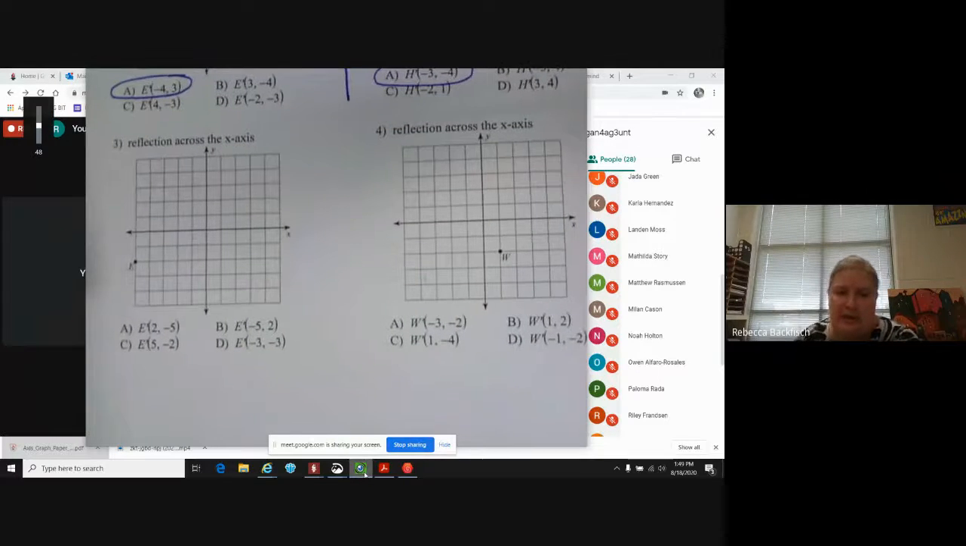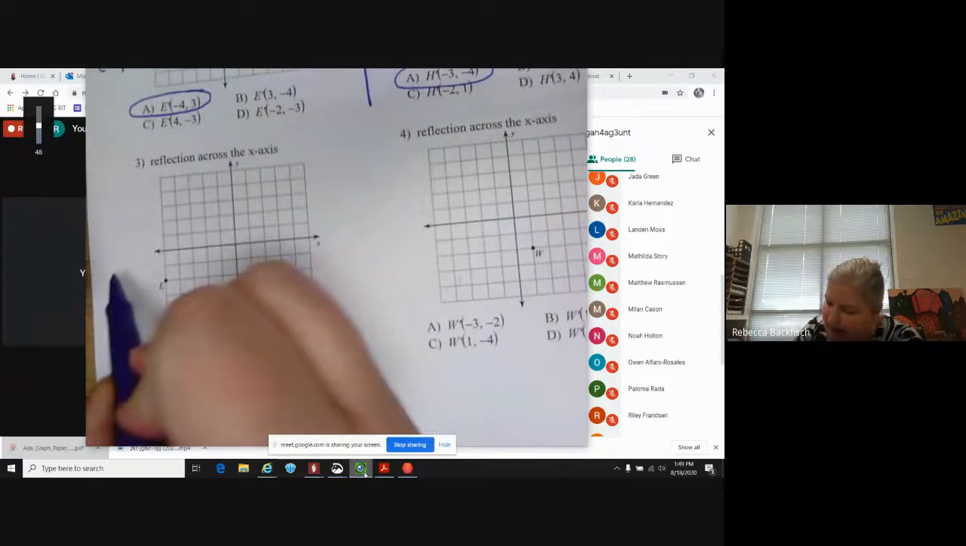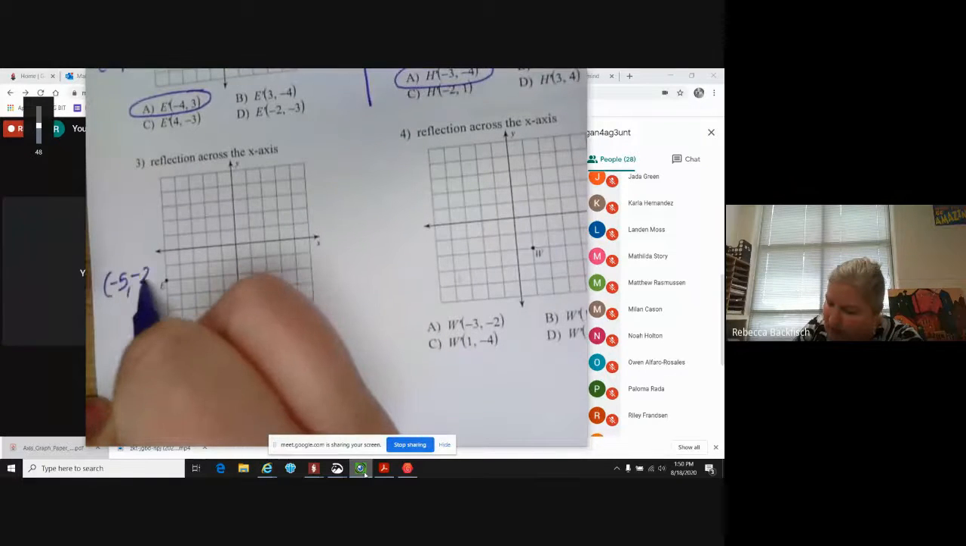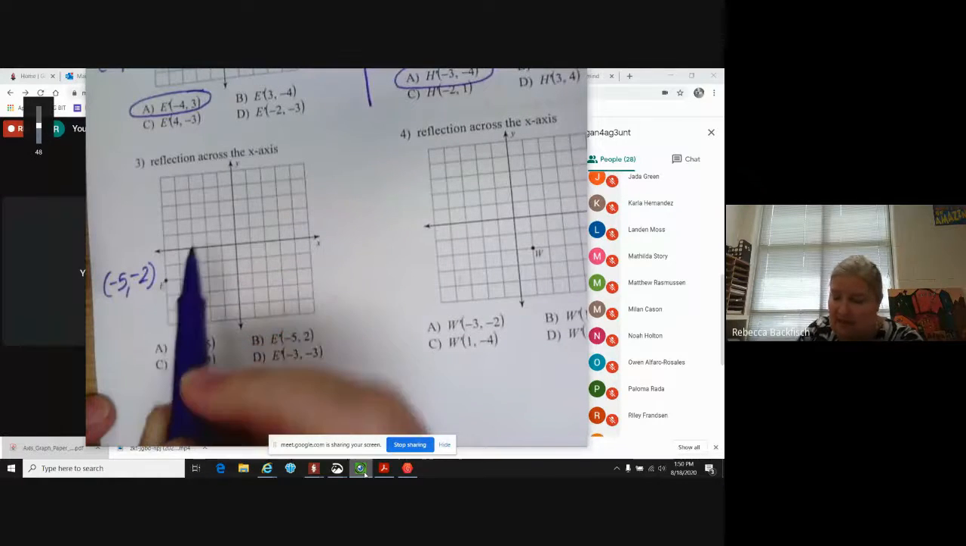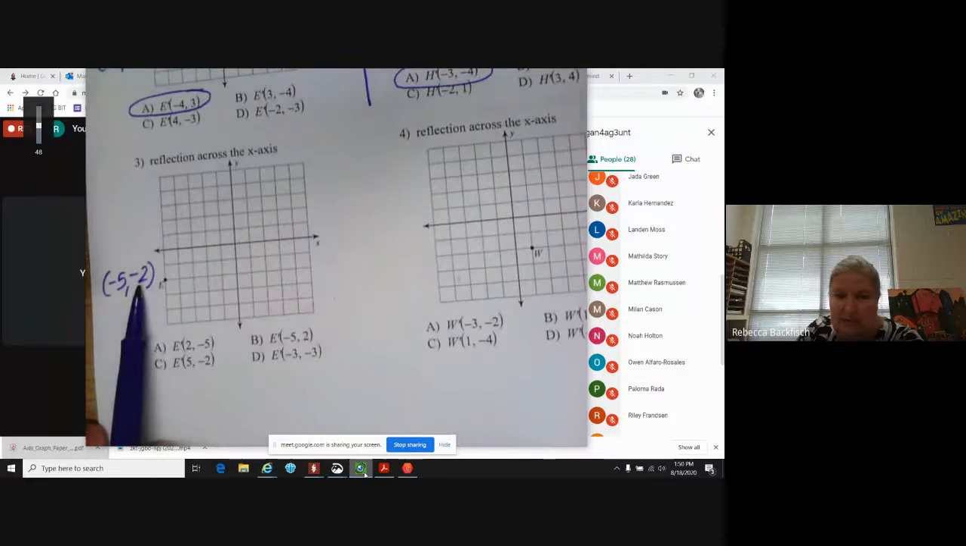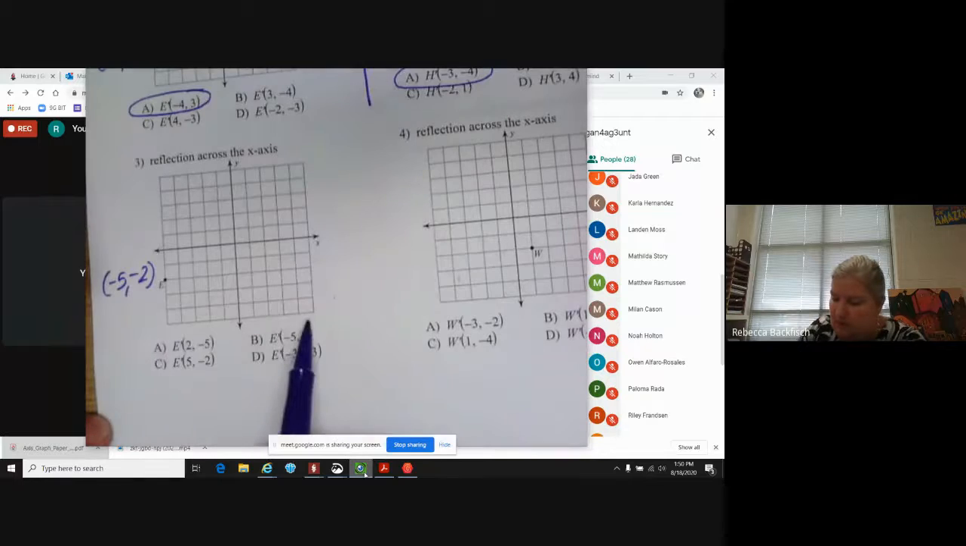Okay, on number 3, the original point is at -5, -2, because you go left 5 and down 2 to get there. So if we reflect across the x-axis, it is the sign of the y that's going to change. So this is going to become positive, and that's the only change that's going to happen, which makes it B.